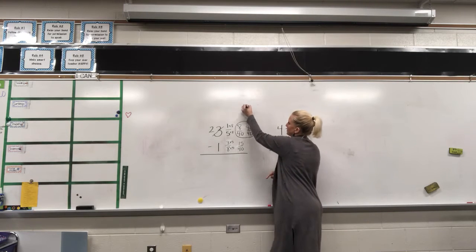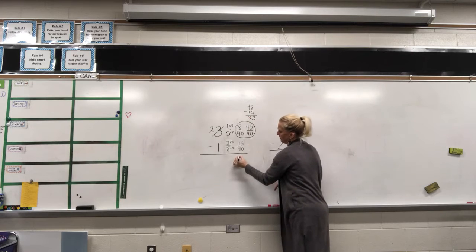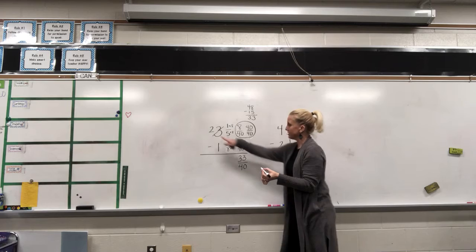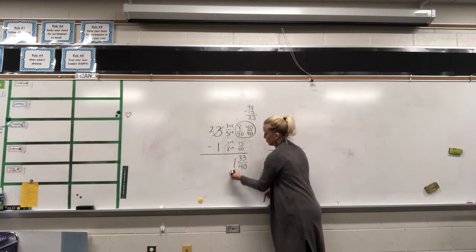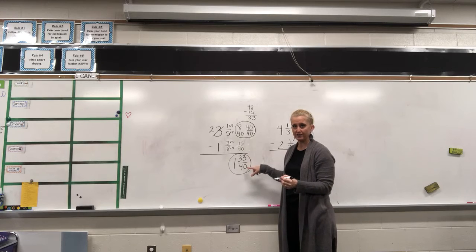Well, I've got to do a little work because I'm not sure what 48 take away 15 is. 8 take away 5 is 3, 4 take away 1 is 3. So now I have 33 40ths. And then 2 take away 1 is 1. So my final answer is going to be 1 and 33 40ths.